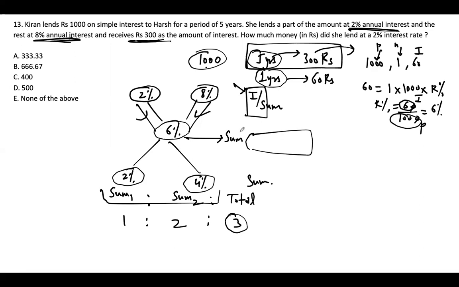1000. That is over 1000. How will you make this 3 as 1000? I'm multiplying the whole ratio by 1000, but I do not need a 3 here. Hence I'm dividing by a 3. So this will also get multiplied by 1000 by 3. This will also get multiplied by 1000 by 3. Is this point clear? This is again an application of ratios.